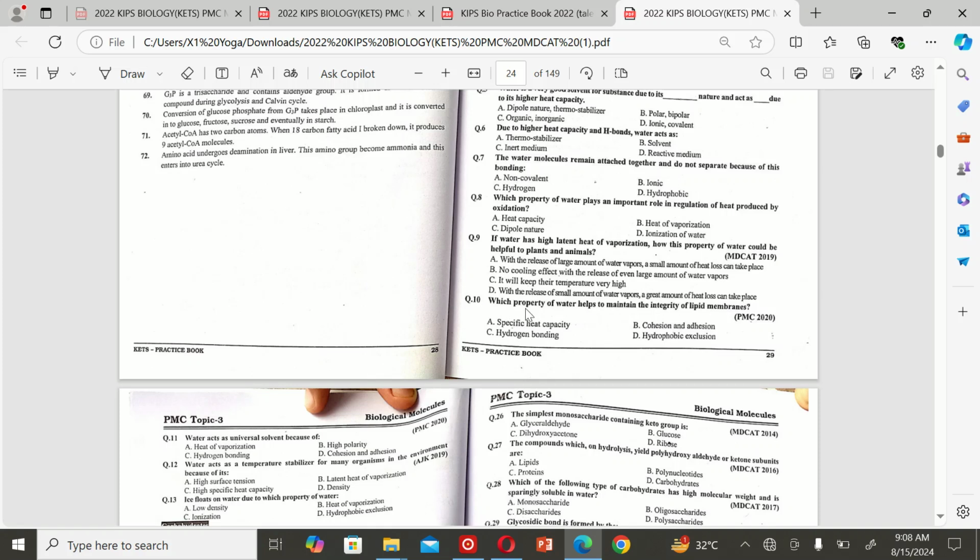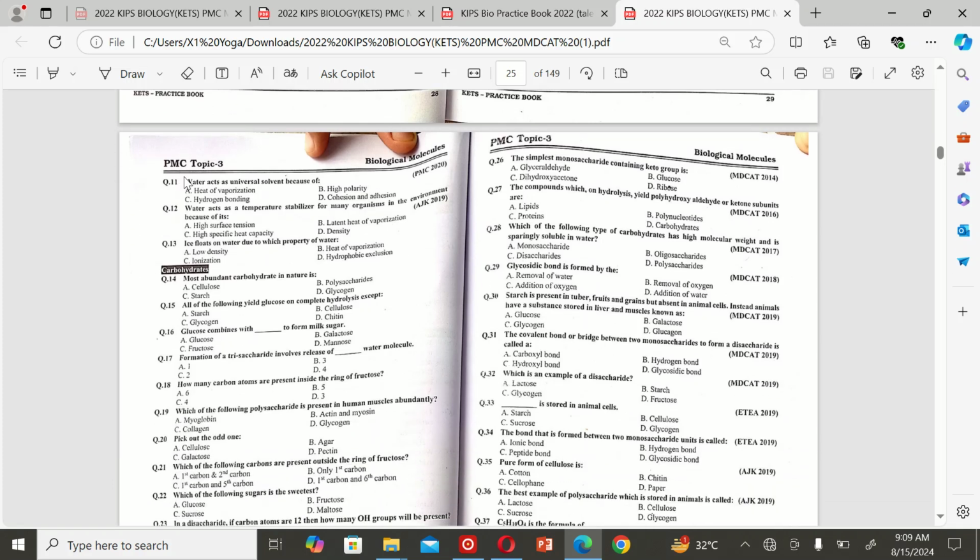The next MCQ is: which property of water helps to maintain the integrity of lipid membranes? A. Specific heat capacity, B. Cohesion and adhesion, C. Hydrogen bonding, and D. Hydrophobic exclusion. So the correct option is D. Hydrophobic exclusion.